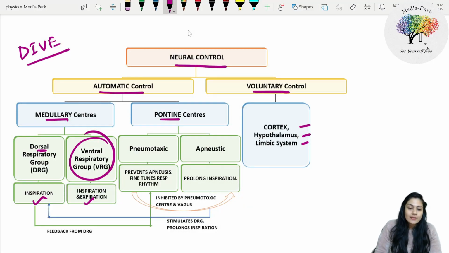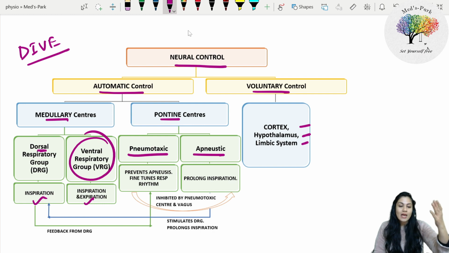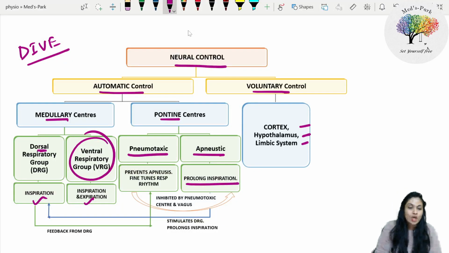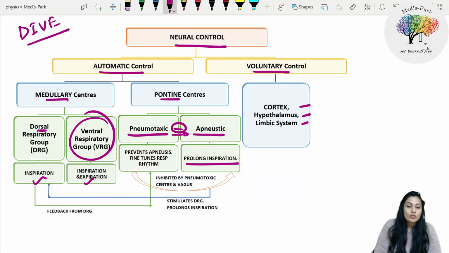Then in the pontine centers, there is a pneumotaxic center and an apneustic center. Pneumotaxic center is present in the upper pons, apneustic center in the lower pons. Apneustic center causes the stimulation of DRG I type of neurons. That's why prolonged inspiration. Pneumotaxic center prevents the apneusis by inhibiting the apneustic center, right, and it tunes the respiration properly and maintains the rate. So depth is controlled by the apneustic center and rate is controlled by the pneumotaxic center.